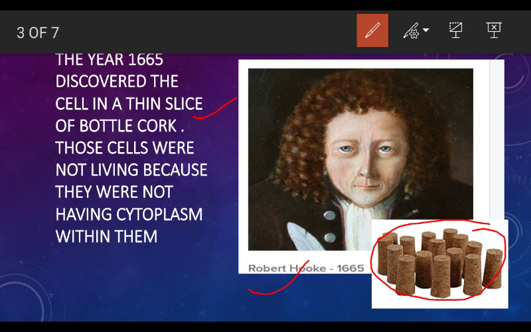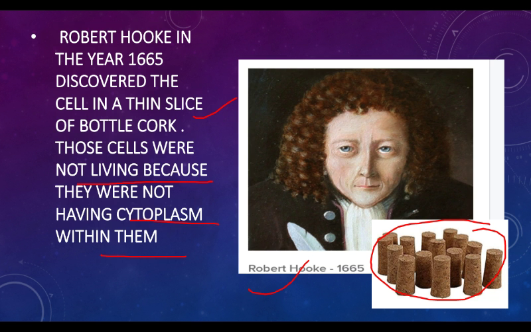He discovered a cell in the thin slice of bottle cork, and those cells were not living at that time because they did not have cytoplasm with them. That is, the cells which have cytoplasm within them, only they are living. Otherwise, the cells which do not have cytoplasm, of course, they are not living. So the cell that he discovered in the year 1665 was a non-living cell.